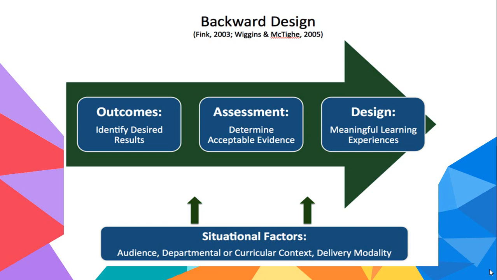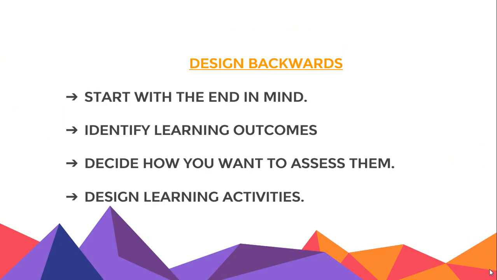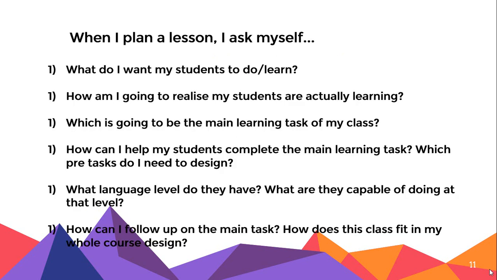For me, it has proven very successful and very useful to think this way, because my main target is the student. So I get to design a course which has the student as the central part of the learning process. So when you design backwards, you start with the end in mind, and then you identify the learning outcomes. You decide how you want to assess them, and after that, you design the learning activities. Those are the steps that I usually follow.